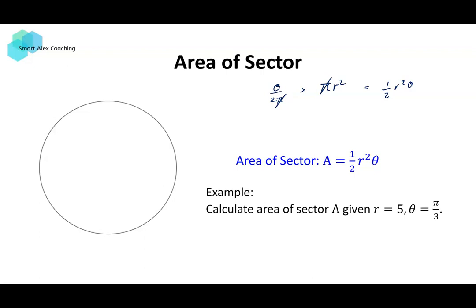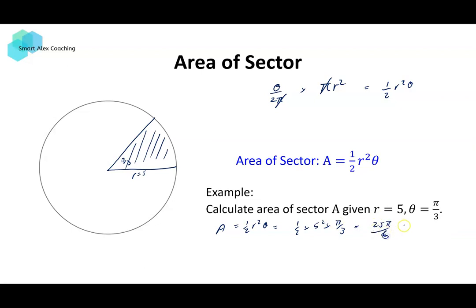Suppose I would like to calculate the area of sector A given that r is 5 and theta is pi on 3. R is 5, theta is pi on 3, and this is the area I'm looking at. I simply substitute into the formula A is equal to a half r squared theta, which is a half times 5 squared times pi on 3. This is going to simplify to just 25 pi over 6 units squared. So the area of the sector is 25 pi divided by 6 units squared.